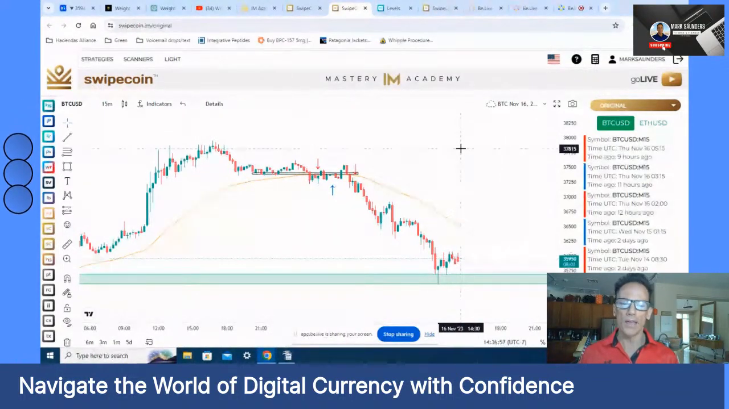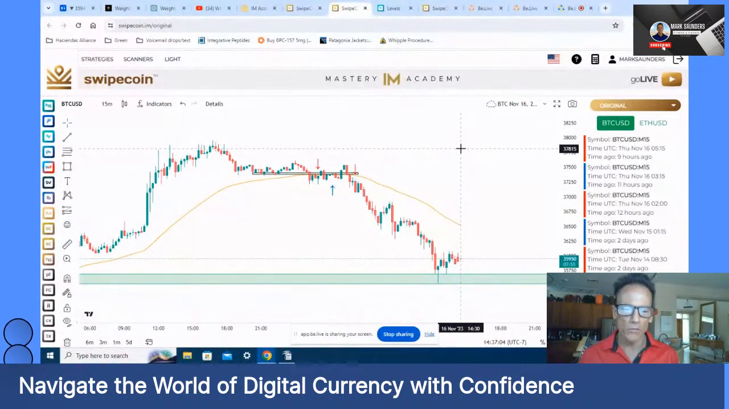Bitcoin update live, the 16th. It's around 2:37 p.m. Pacific Standard Time, bringing you a live updated analysis up close and personal on Bitcoin. So right here, this is Bitcoin on the 15-minute time frame.